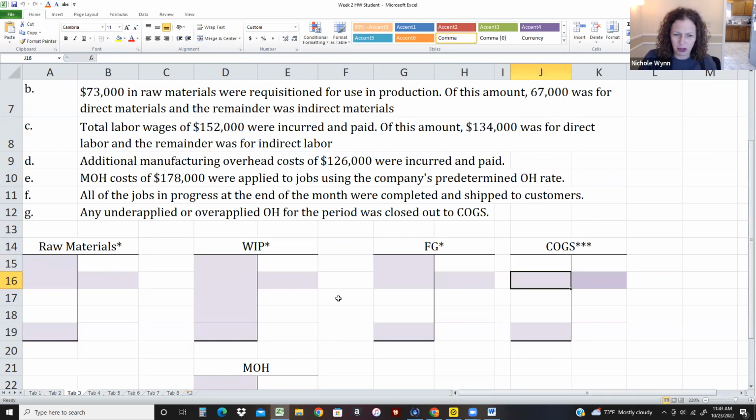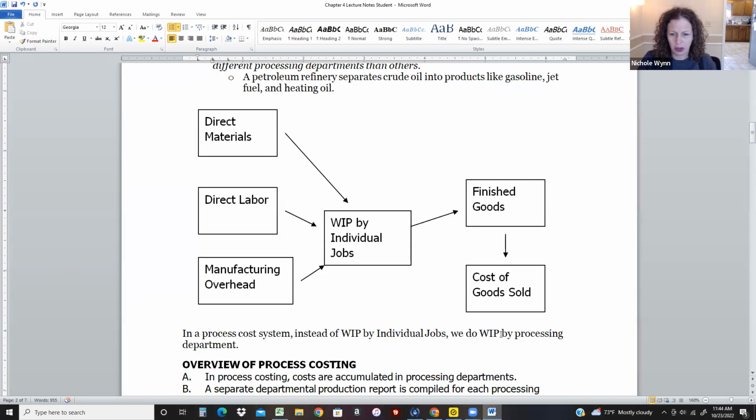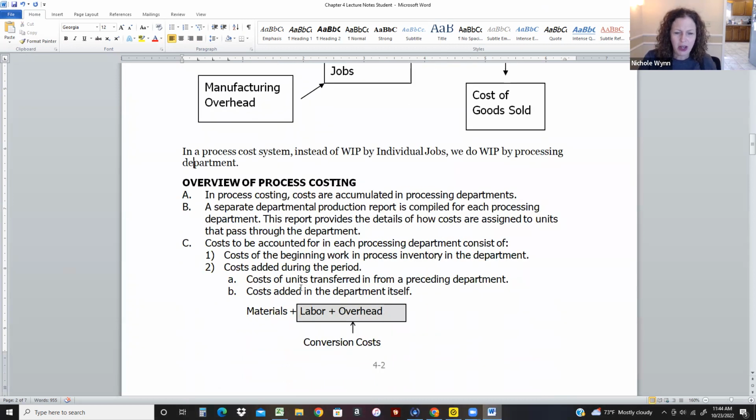And so when we're doing it in this chapter, we're going to have goods that are partially completed in a bunch of different departments. But we're going to do WIP by processing departments. So process costing is a little bit different. One of the things that we're going to focus on is we're going to have our direct material separate from our direct labor and overhead. So direct material, direct labor, and overhead are the 3 product costs, the 3 manufacturing costs.